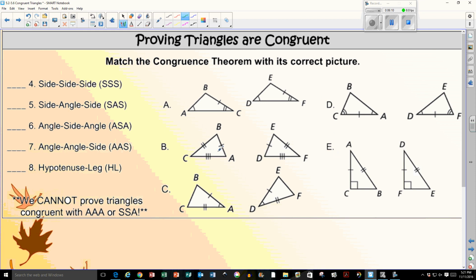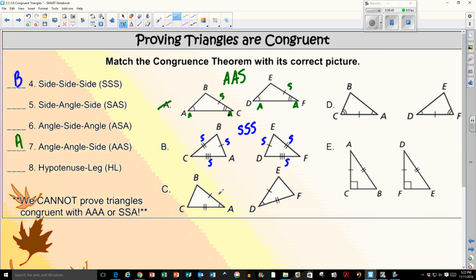So for example, in this one, I have an angle, and I have an angle, and I have a side, and an angle, and an angle, and a side. So since I have 2 angles that are consecutive and then a side, these 2 would be considered angle, angle, side. So A is angle, angle, side. If I look at B, I've got a side, and a side, a side, a side, and a side. So these 2 would be side, side, side, which would be number 4.